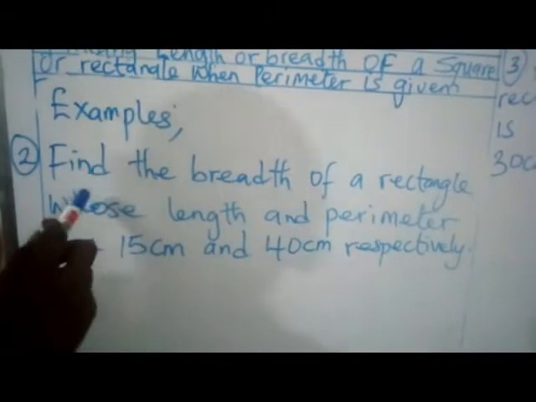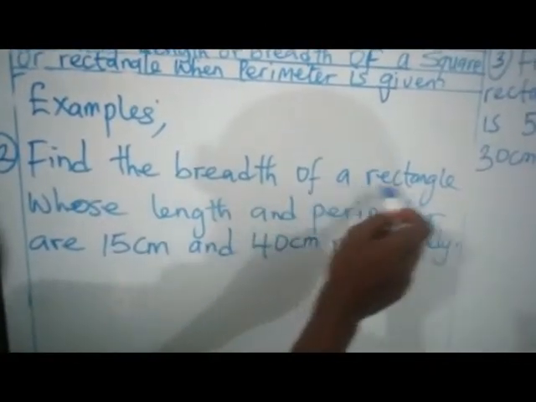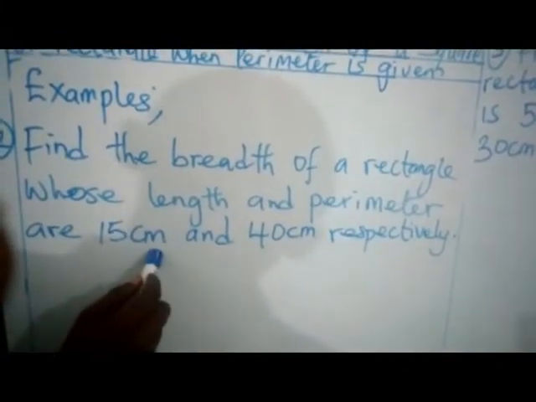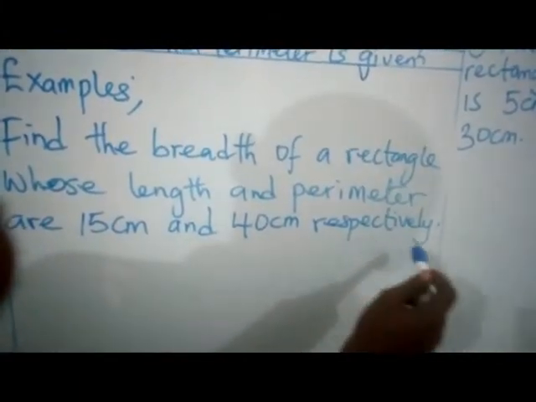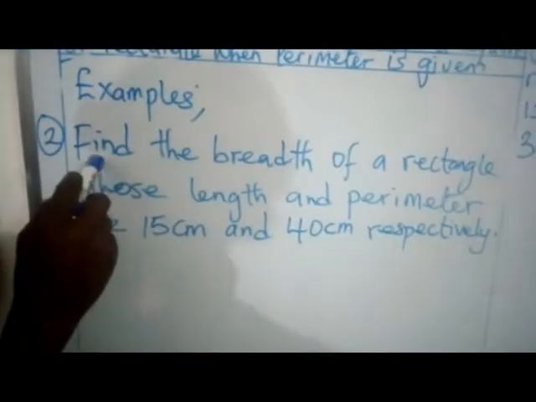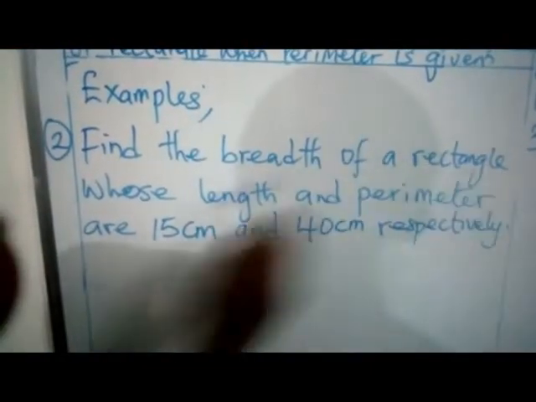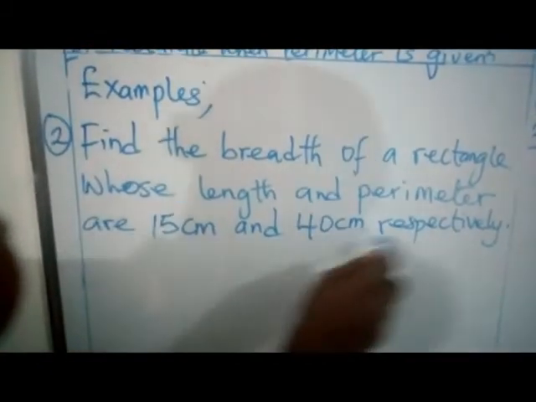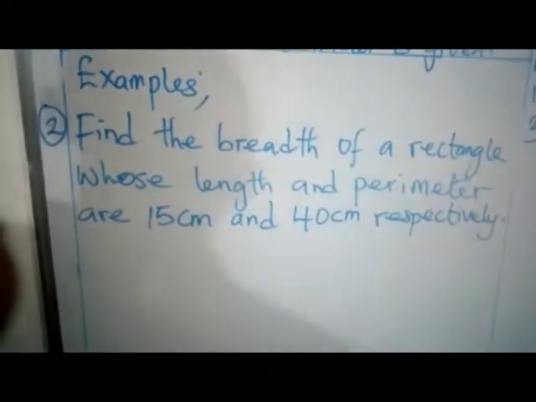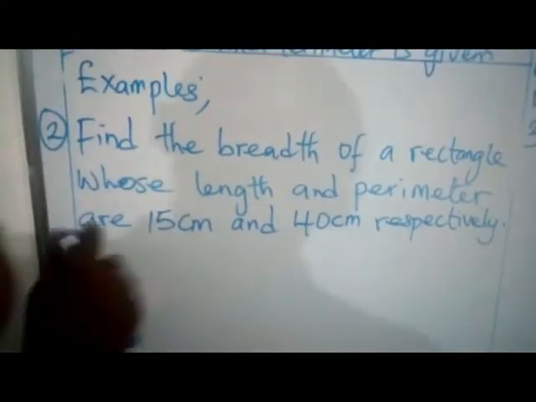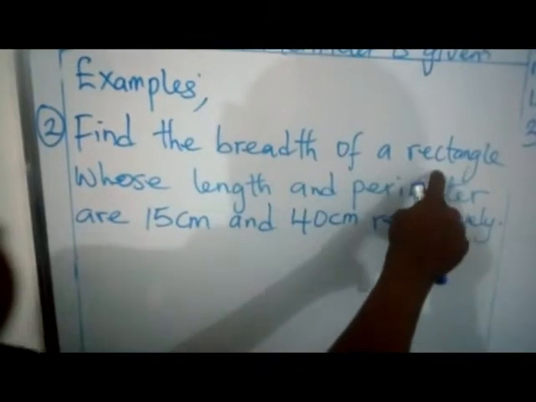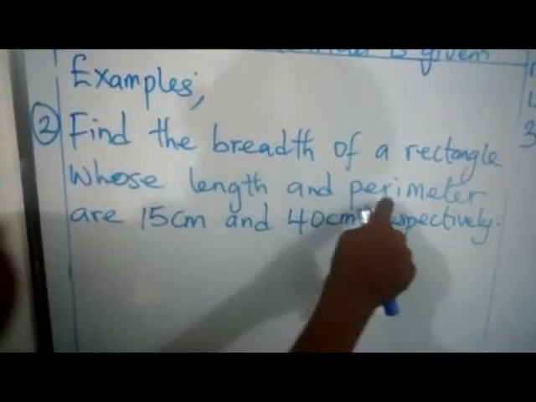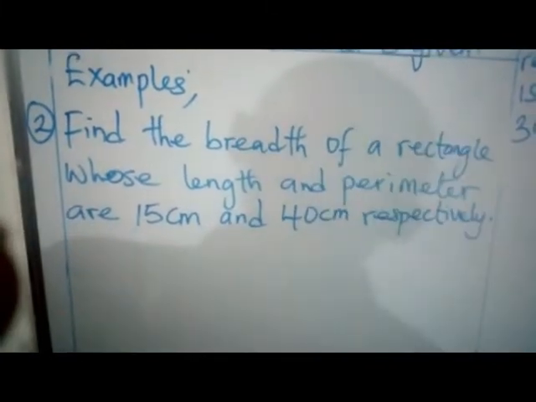2. Find the breadth of a rectangle whose length and perimeter are 15 centimeters and 40 centimeters respectively. I read it again. Find the breadth of a rectangle whose length and perimeter are 15 centimeters and 40 centimeters respectively. Now, in this question, we are to find the breadth of a rectangle. And you can see from the question, the value of our length and the value of our perimeter of that rectangle are given.